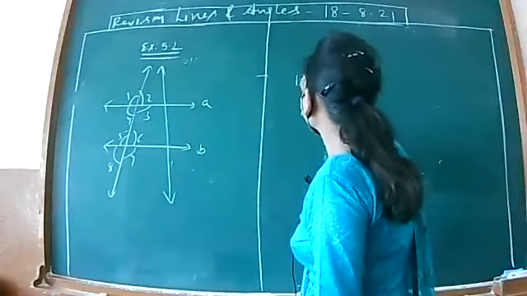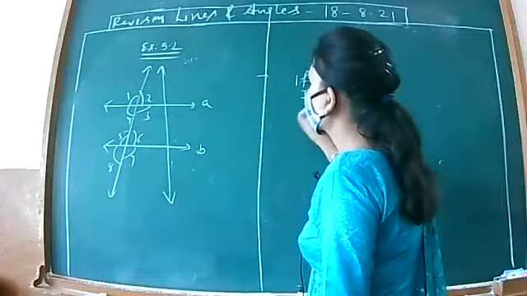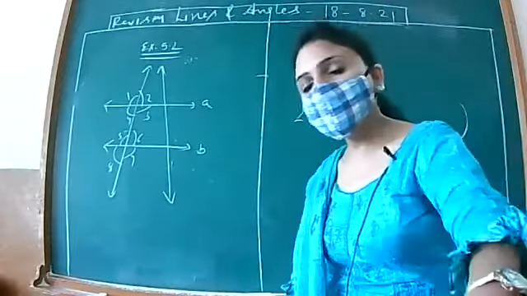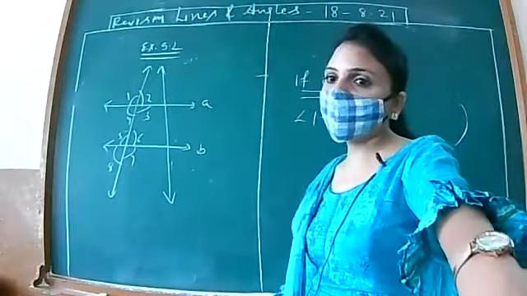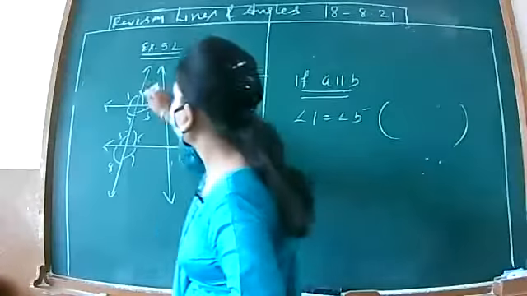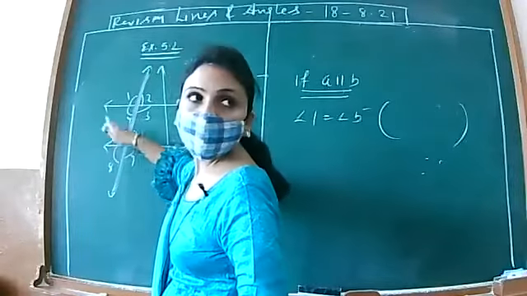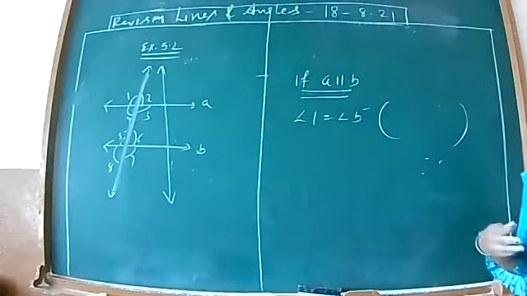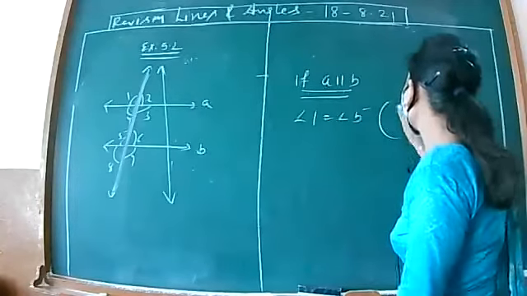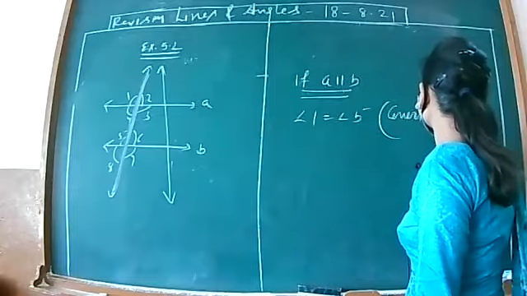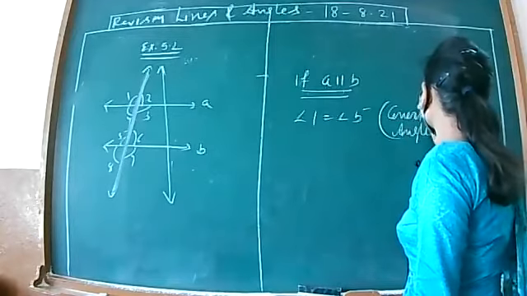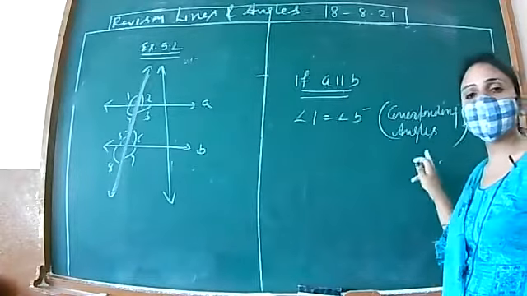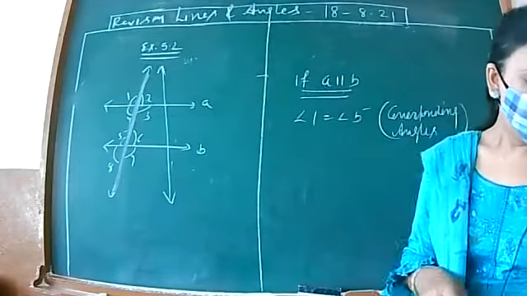If A parallel to B, then 1 is equal to 5. Which property? Anyone? Ma'am, corresponding. ऐसे इकट्ठे मत बोला करो, मेरे को दूसरे बच्चों से भी पूछने दो. Okay ma'am. You see, 1 is equal to 5 on the same side of the transversal, and moreover 1 and 5 are both above, so on the same side of the transversal when they are lying above on the side lines, they are called corresponding angles. So which property? In case of parallel lines corresponding angles are equal. Pura likh ke aana hai paper mein.